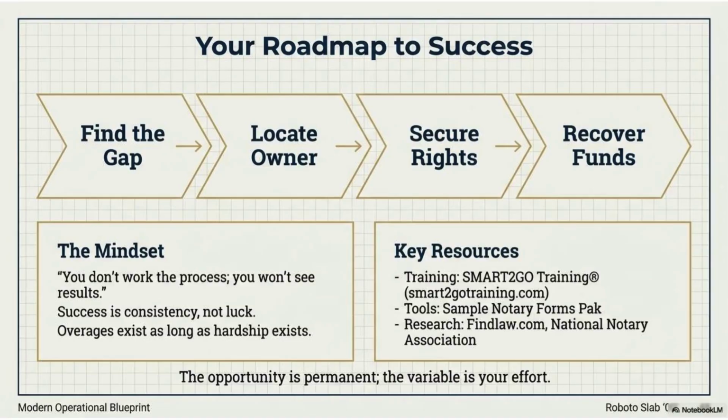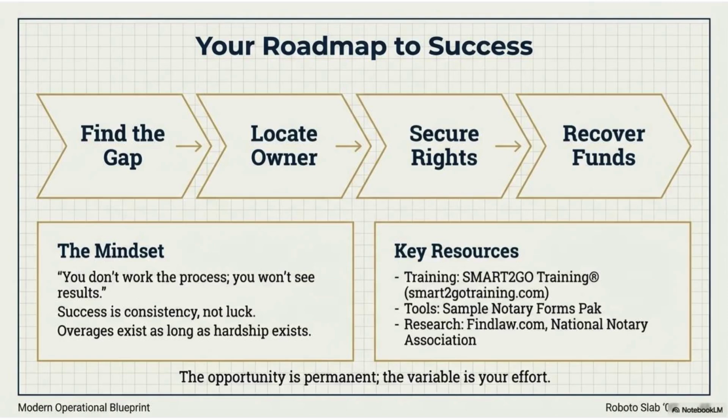Let's bring this all together. Your roadmap has 4 clear stages. Find the gap in the data, locate the rightful owner, secure their rights through proper documentation, and recover the funds through the county process. But beyond the mechanics, you need the right mindset.